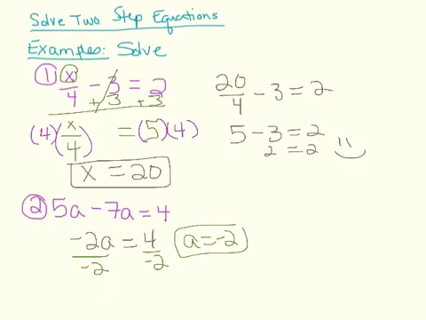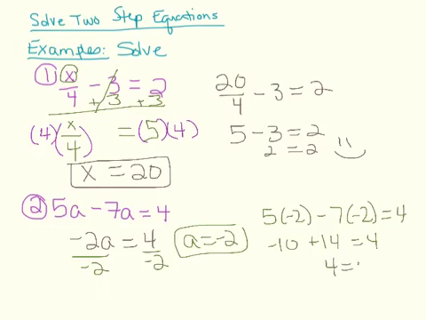You can also check this by substituting a equals negative 2 into both a's. And so when you do that, you end up getting 5 times negative 2 minus 7 times negative 2 equals 4, which gives you negative 10 plus 14 equals 4. We know that 4 equals 4, so we're happy on that.